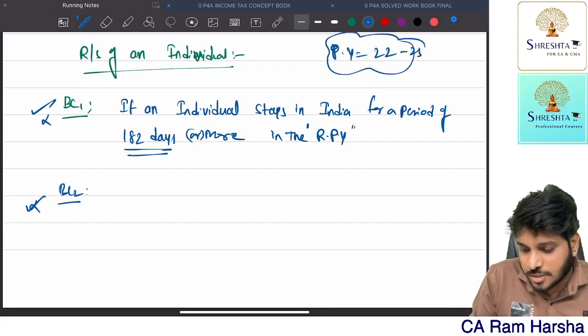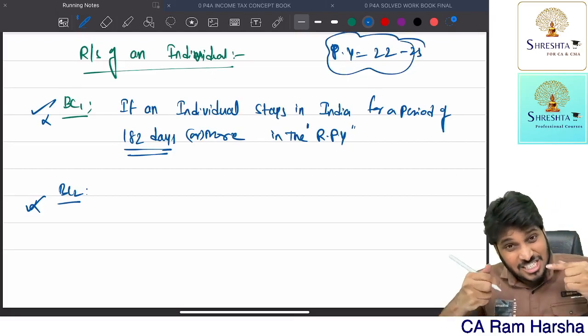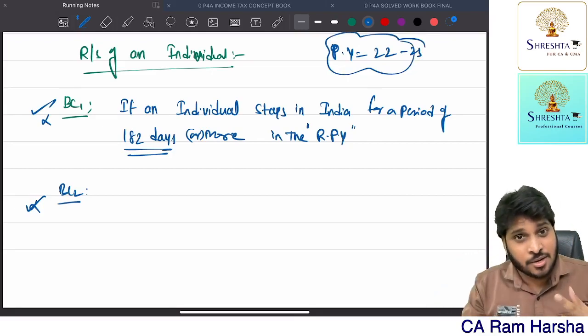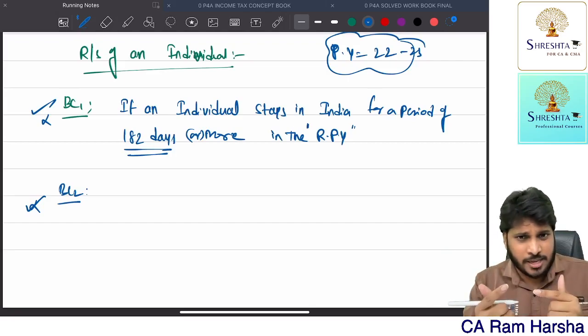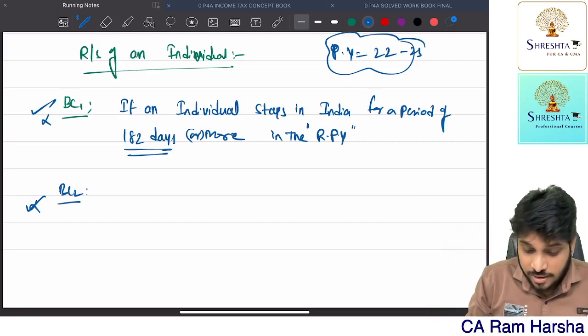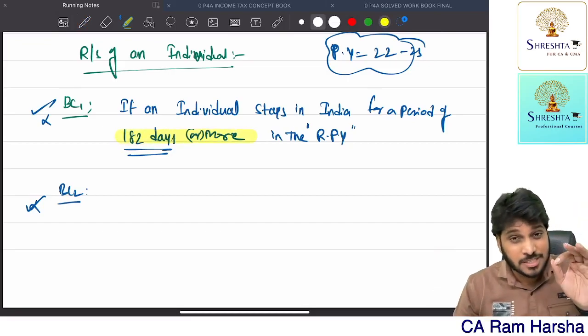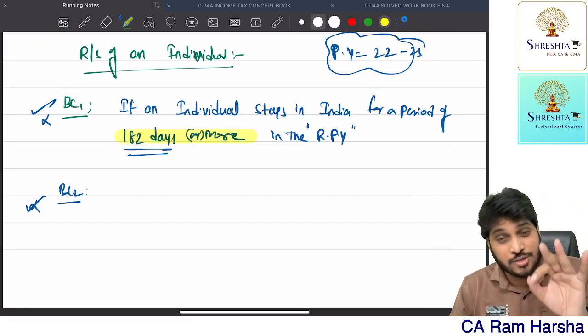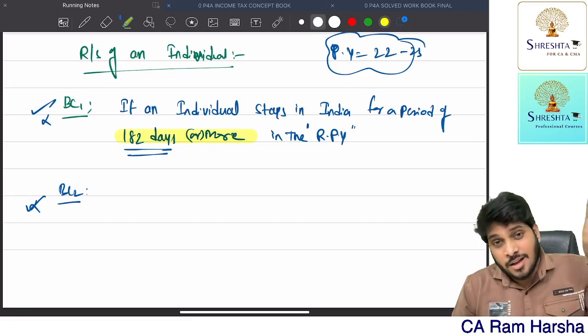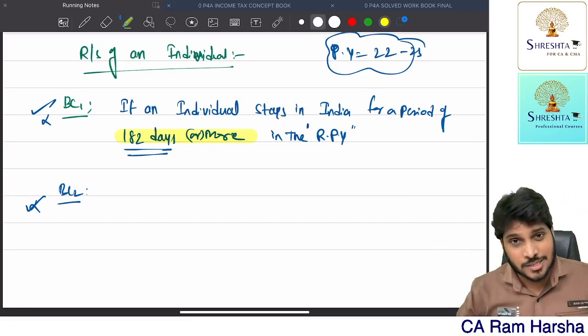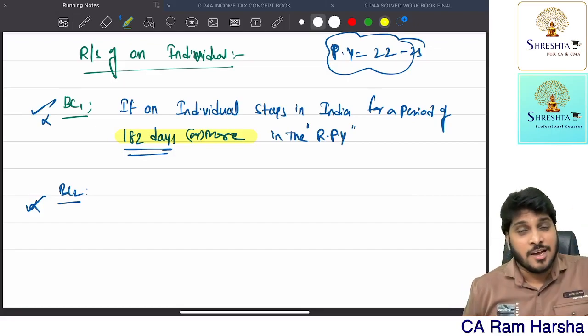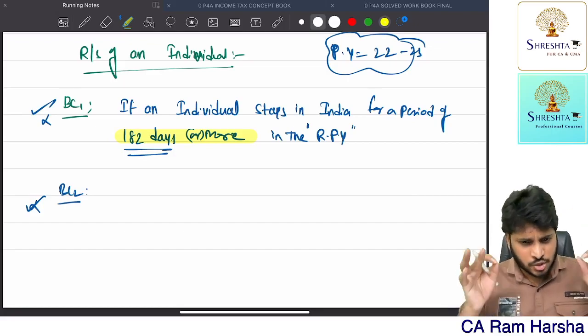22-23 is the previous year. So for the previous year 22-23, if a person is staying for 182 days or more in that year, he is a resident. What is he? He is a resident. Basic condition 1 is satisfied. So only the relevant year we will check.